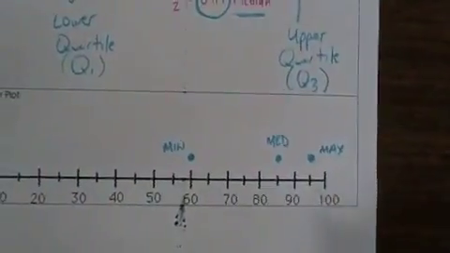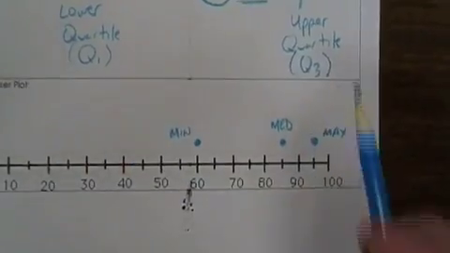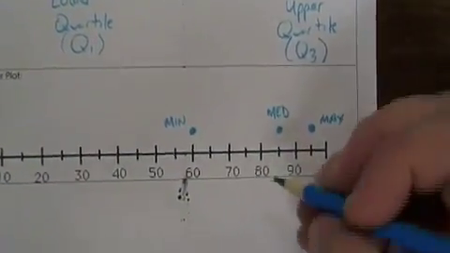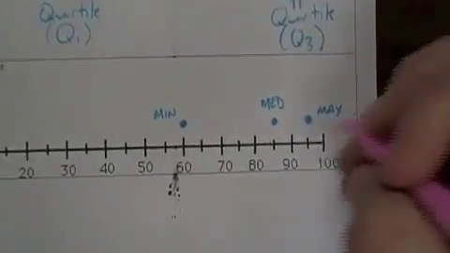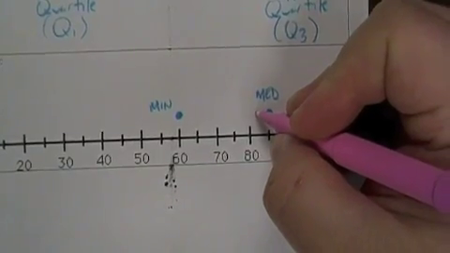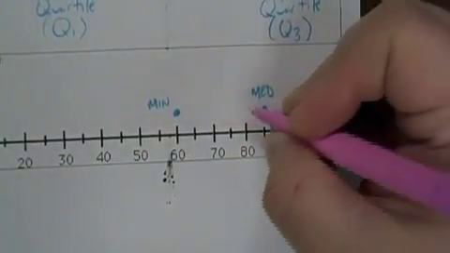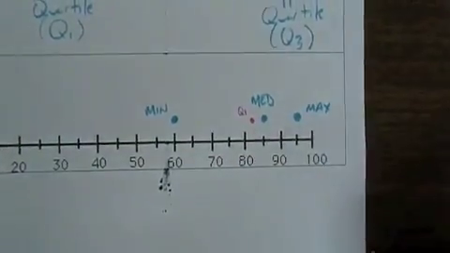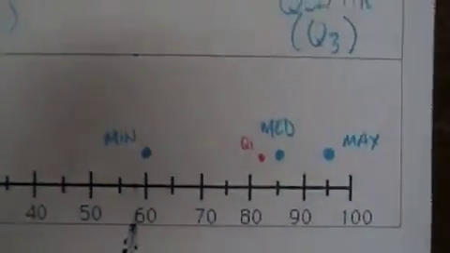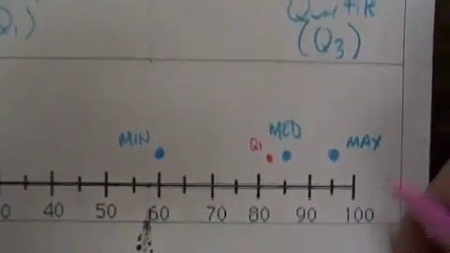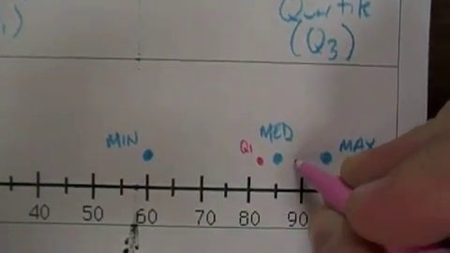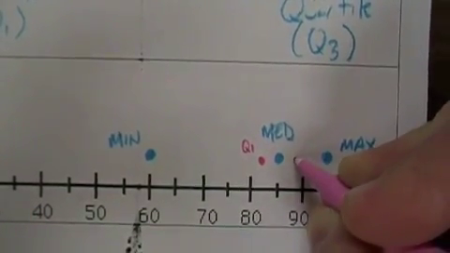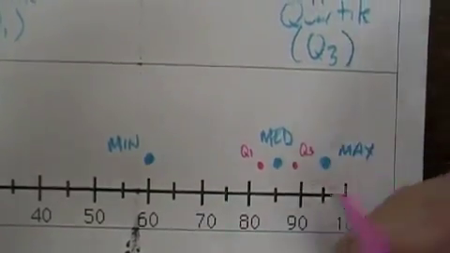Now we mark the lower and the upper quartile. The lower quartile is 82, so it's just above 80. Maybe I'll mark it in a different color so we can see it a little bit better here. So I'm going to mark it 82, and I'll call that Q1 for quartile 1. Zoom in a little bit there for you. And then the upper quartile is 88. 88 is really close to 90, so you see that it is near this one. This would be quartile 3.